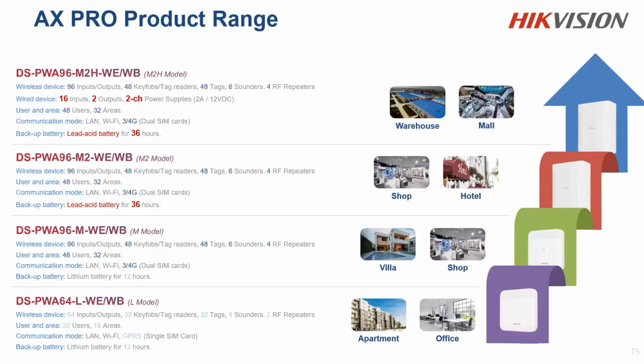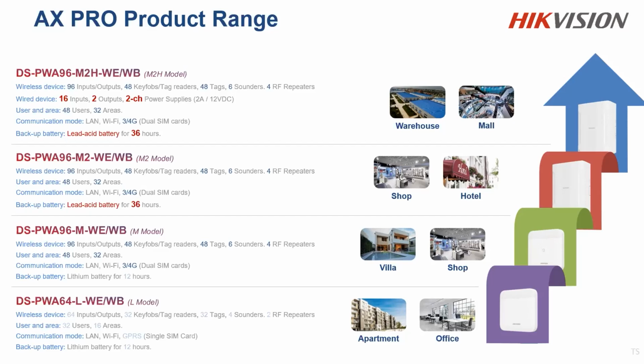If we go forward, we can talk a little more about these product ranges. As you can see, the M2H model is at the top. DSPWA96 means 96 wireless zones can be supported there. Also, we have the M2 model, again without the wired zones. Also, PWA96M, the M series model, is there. Depending on each model, you can see the scenarios they are more suitable for.